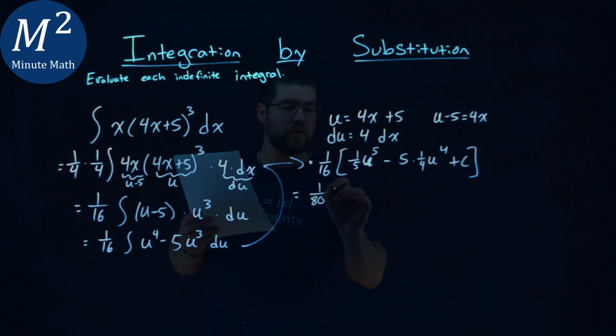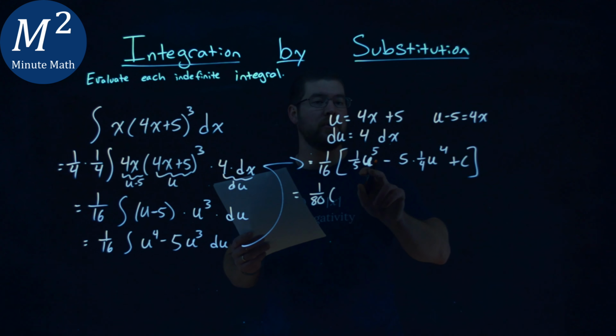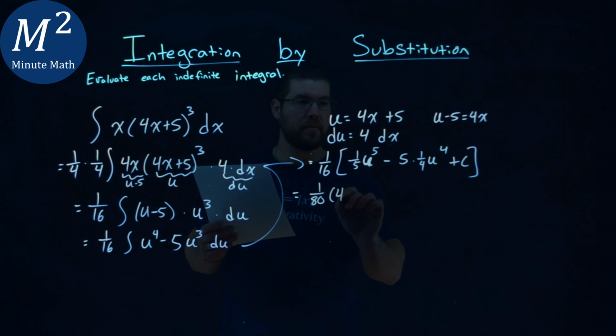And then instead of a u, I'm going to substitute that in. So u is 4x plus 5. We raise that to the fifth power, okay? So just multiplying that out. Don't forget to do the second part, minus 5. And 1/16 times 1/4 is 64. And so 5 over 64 is right here. And then instead of a u, we have 4x plus 5 directly in, to the fourth power. And granted, we can multiply this 1/16 times my plus c, but it's just another constant, so we'll just leave it as plus c right there.